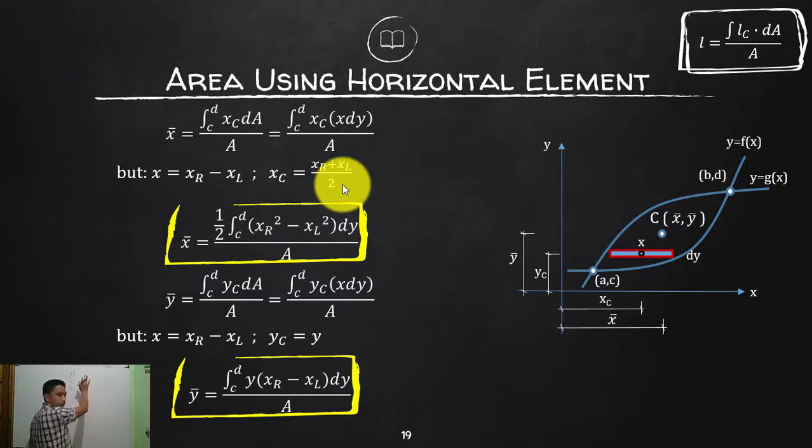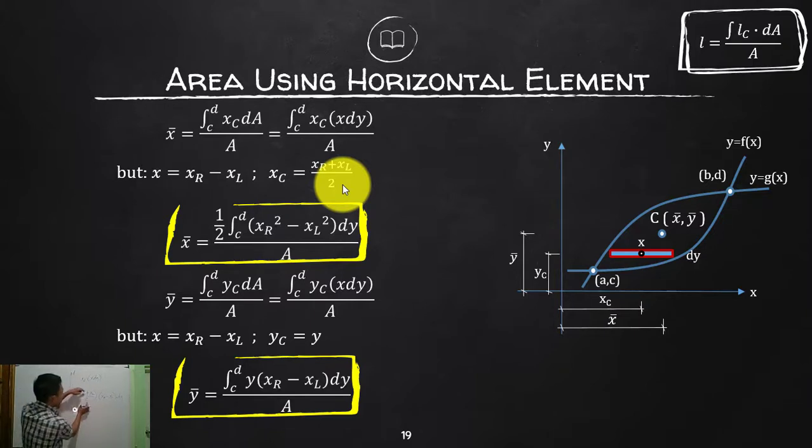Then again, the integral of x sub c x dy, and of course, your A. So let me just separate here your 1 over your divisor A. That is 1 over A. So x sub c is, I'm sorry, that is interchanged. The xc is the average. Xc is xr plus xl all over 2. And then of course, your x there is your x right minus x left. And that is dy. And of course, your integration c to d, and you have there 1 over A.